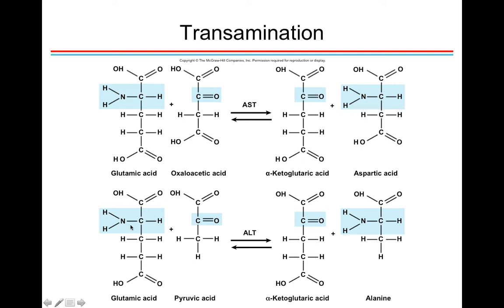Another example is a transamination reaction involving glutamic acid and pyruvic acid. Again, we're going to see the transfer of the NH2 group over to this carbon, and then the oxygen is going to be transferred over here, and this will generate alpha-ketoglutaric acid and alanine. So transamination reactions really allow our cells to generate the different amino acids that it needs if you haven't ingested them by your digestive system.